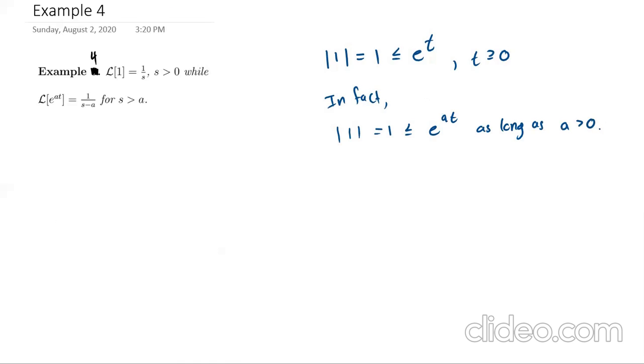How can you think of this? Well, e to the at, if a is greater than 0, is a growing, increasing function. At 0, it's 1. So for a equals 0, it's 1, and for any value a greater than 0, it has to be bigger, a higher value. So that tells you that this is true. So this implies f of t equals 1 is of exponential order.